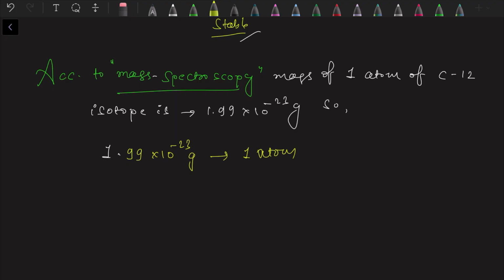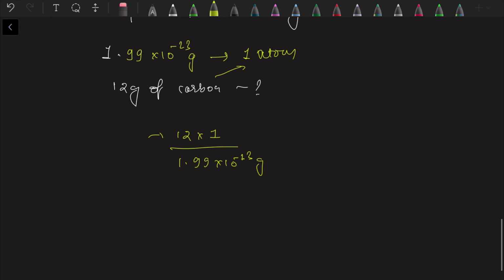Then, carbon mass we know: 12 gram of carbon contains how many atoms? By this we will understand, using the simple unitary method, 12 into 1 divided by 1.99 into 10 to the power minus 23 gram. With this calculation, we get one exact value, that is 6.023 into 10 to the power 23 atoms.